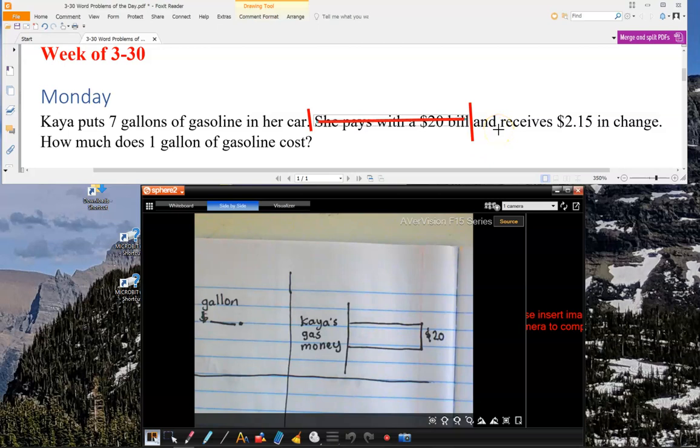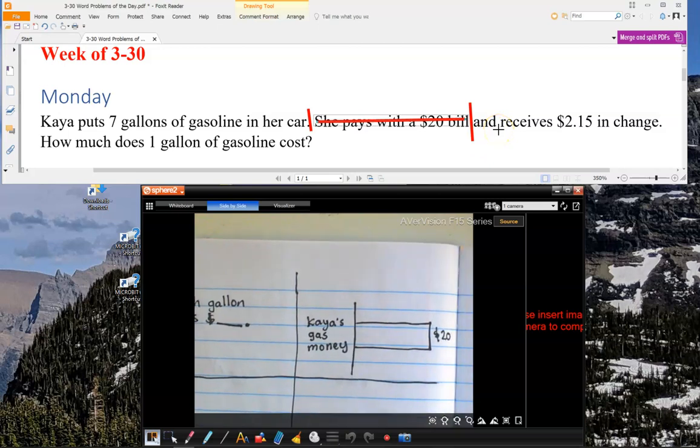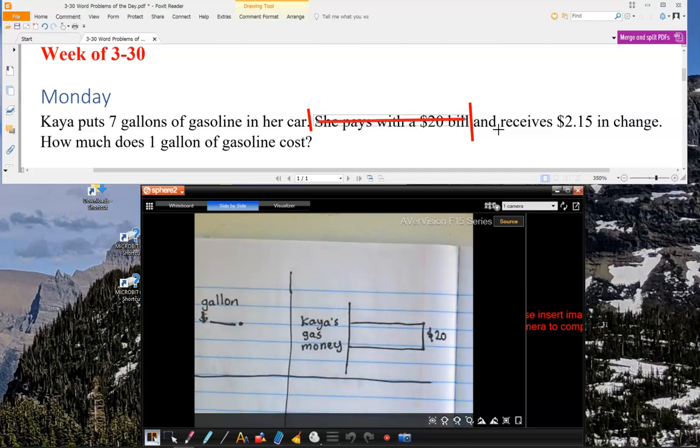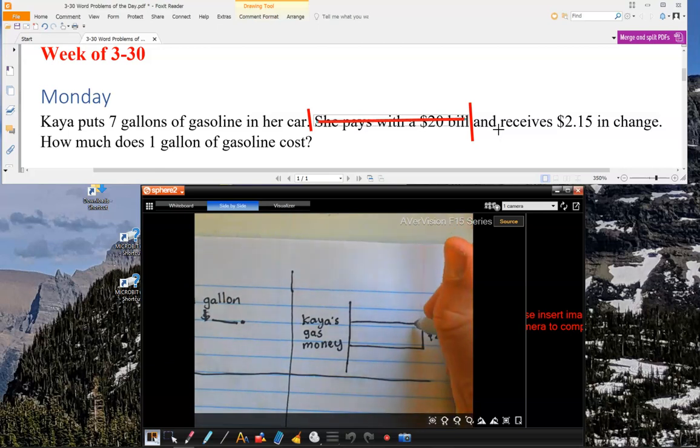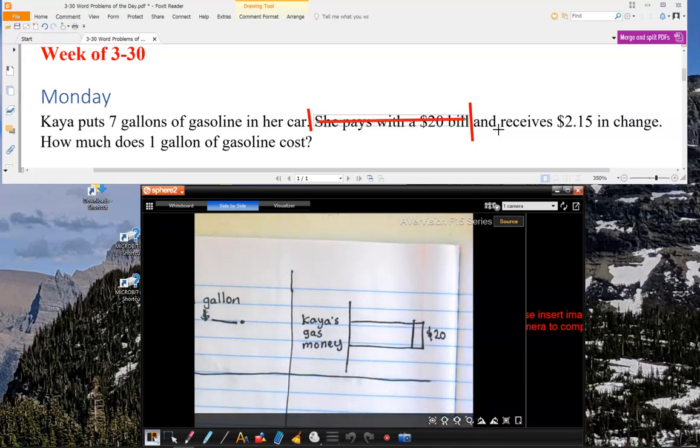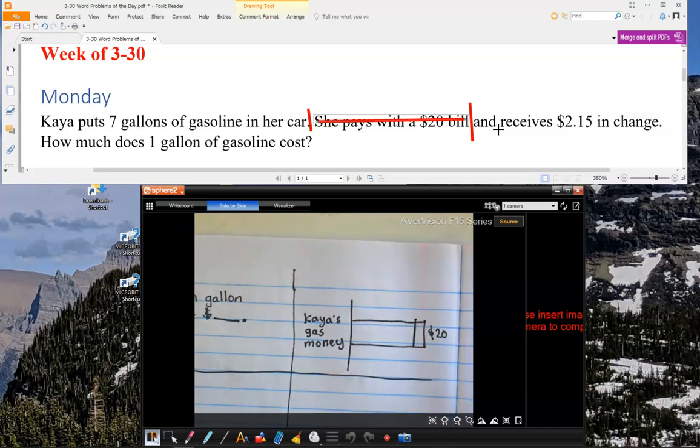But there's still some more, so I'm going to keep on going. And receives $2.15 in change. Well, that's important because now I know that she didn't use all the $20 for her gas. She used some of it. And the part that she didn't use was the money that she got back. So at the very end of my unit bar, I'm going to put not a big part, but just a part that shows $2.15 at the end. That's the part that she did not use to pay for gas. She got it back in change.